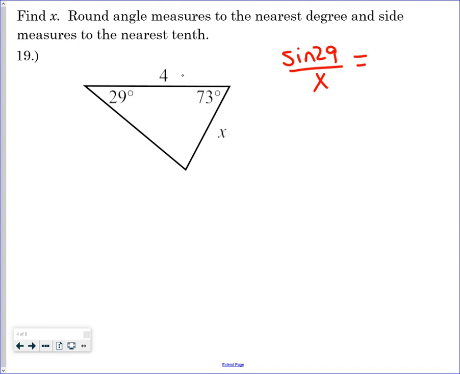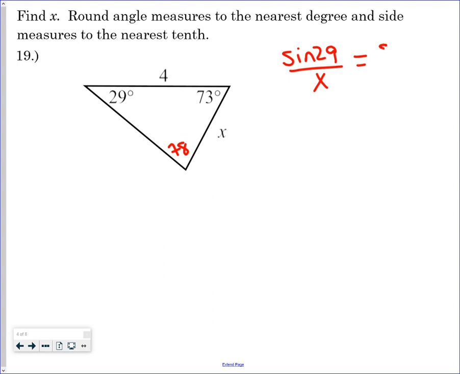Finding the other angle would be the easiest way to finish this problem, right? So can't I find this angle by subtracting these two from 180, right? So take 180 minus 29 minus 73, and we get 78 right here. Does everybody get that? Okay, so it wasn't that I have to do law of cosines, I just had to do a little bit of work first, okay?